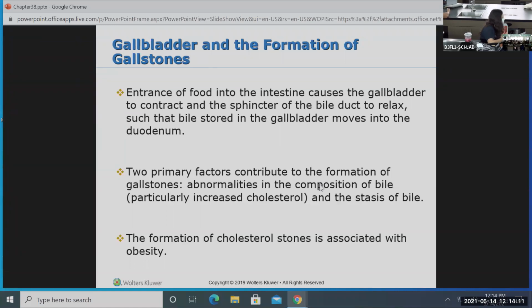The two primary factors that contribute to the formation of gallstones are, number one, abnormalities in the composition of the bile, and number two, the stasis of the bile. Composition of the bile: maybe an increase in cholesterol, a decrease in water, or stasis of bile flow, a traffic jam, and that causes gallstone formation. Cholesterol which is coming out in the bile is a waste product. So the formation of cholesterol stones is associated with obesity.